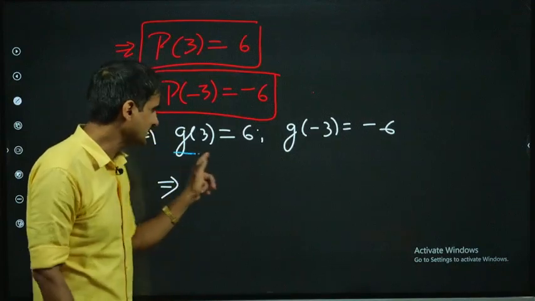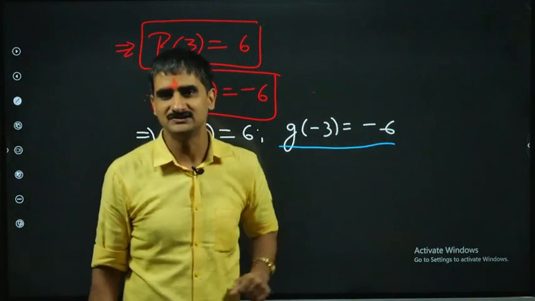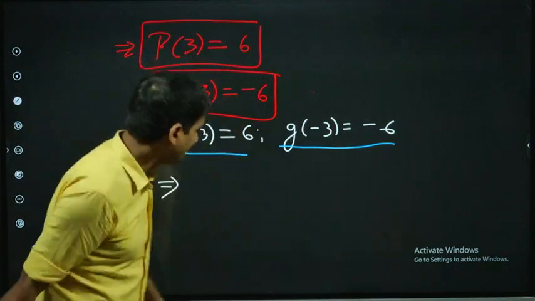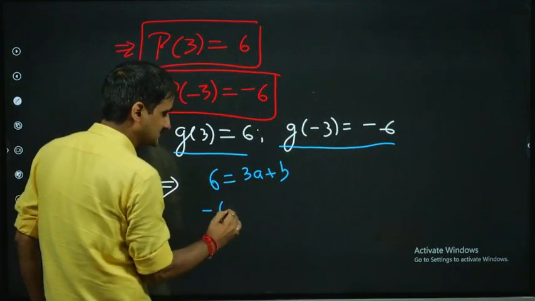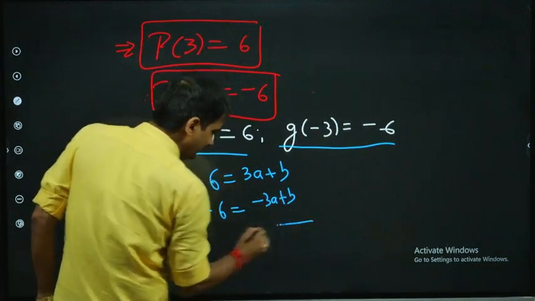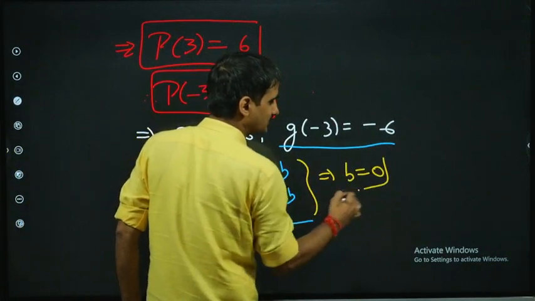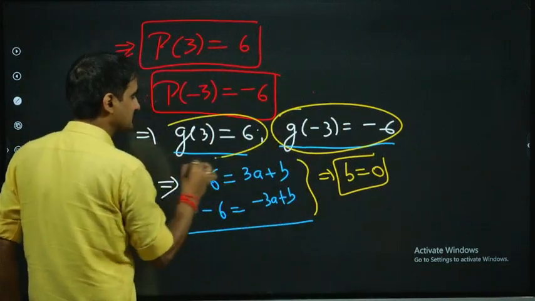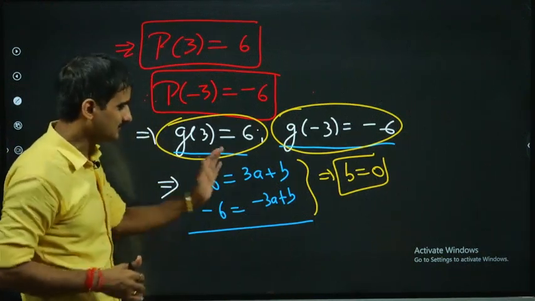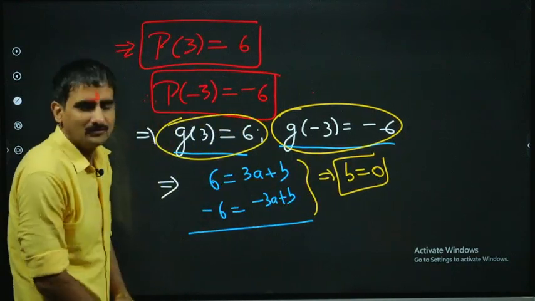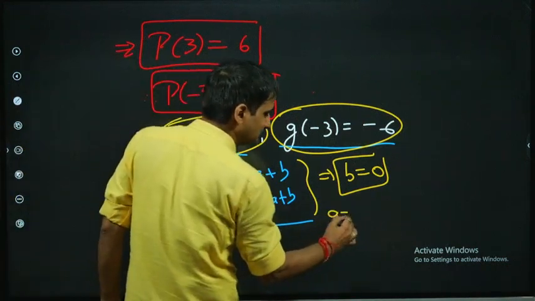But this is again a property of an odd function. For ax plus b to be an odd function, b has to be 0, so we'll be left with only a. But let's put the values. 6 is 3a plus b, and minus 6 is minus 3a plus b. If I simply add them, we get b equal to 0. It has to be 0 because this statement tells us that g of x is an odd function, at least for 3 and minus 3. And that's for sure, b equal to 0, and it had to be so. Therefore b is 0, so that means a is 2.